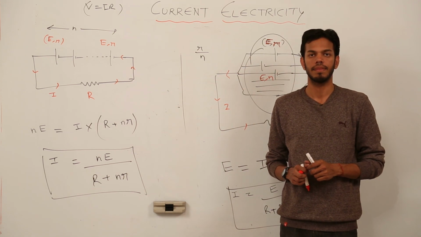So if I have n resistors in parallel, what would be the parallel net resistance? r upon n. But this r upon n is connected in series with the resistor capital R. So the total resistance is R in series with r upon n. So what is the value of current? Net voltage upon R plus r upon n, which is E over R plus r upon n. This is how we take currents and voltages in series and parallel.